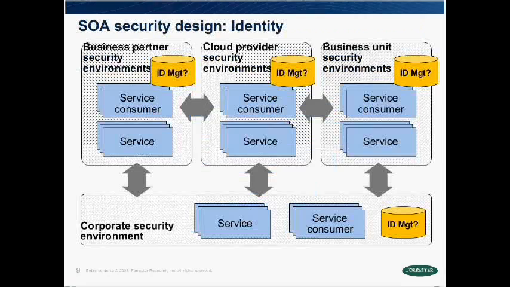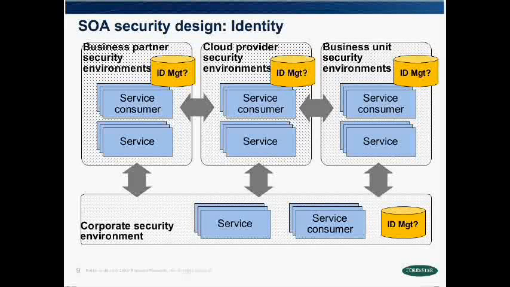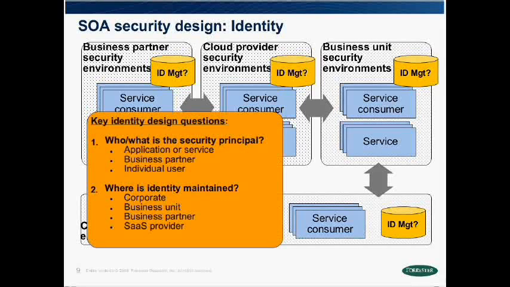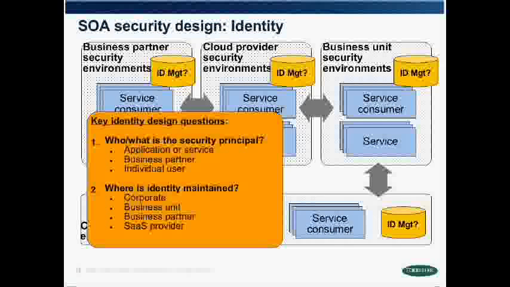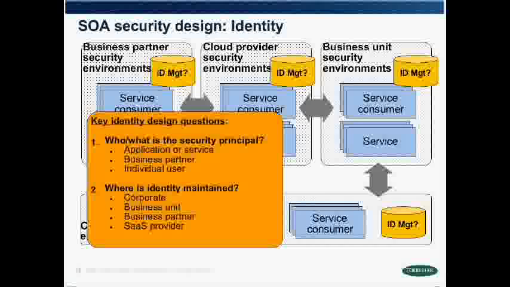So we'll start with the problem of identity and the fact that, number one, we just have to understand who the identity is. Are we concerned about identifying the individual user or just a business partner? And identity might be maintained in multiple locations or maybe one location. So as you look at identity, is it the application, the business partner, or the individual user who is actually being authenticated and actually being granted access? And if it's an application, what is that application allowed to do on a user's behalf?